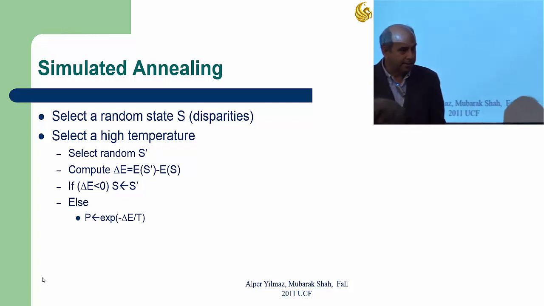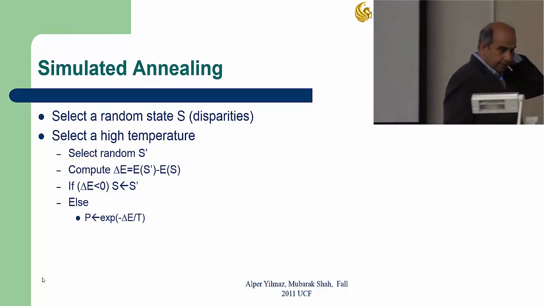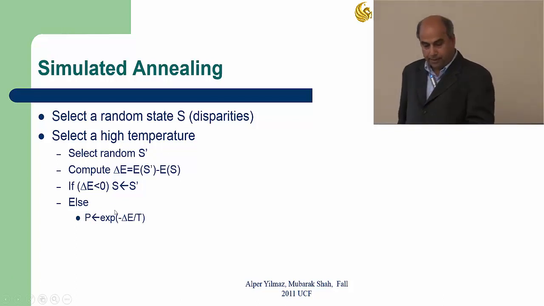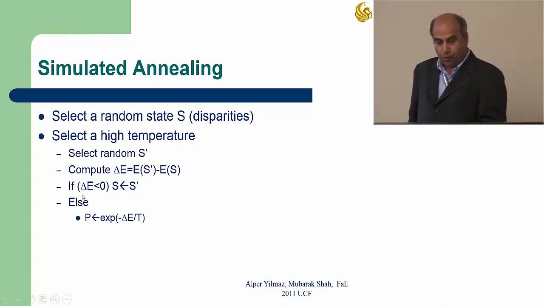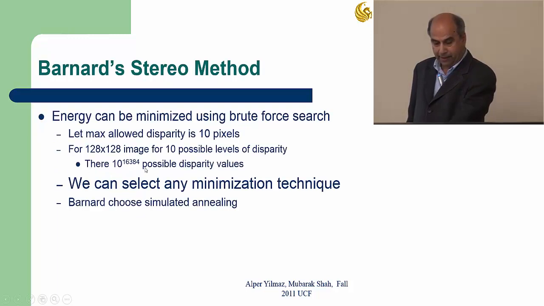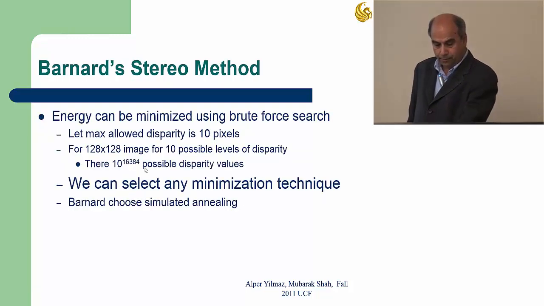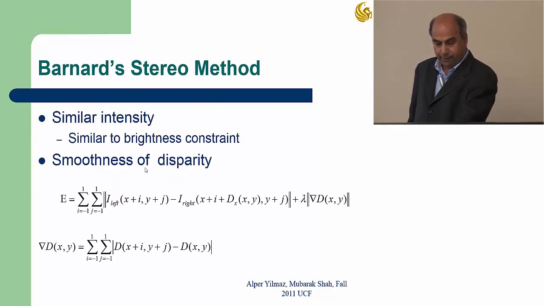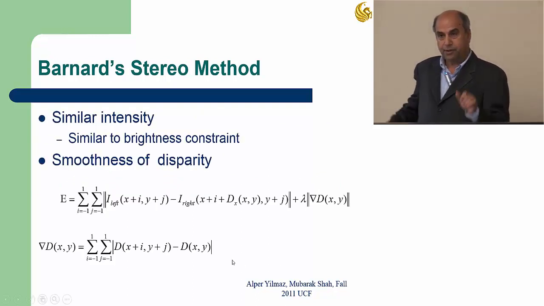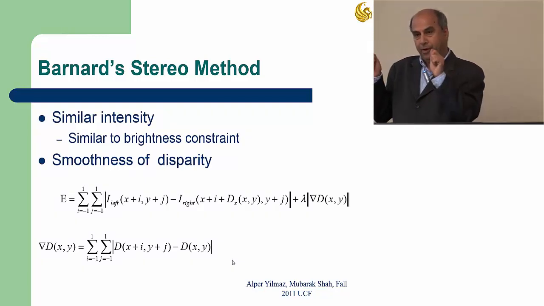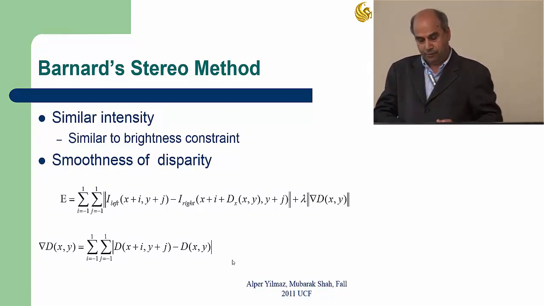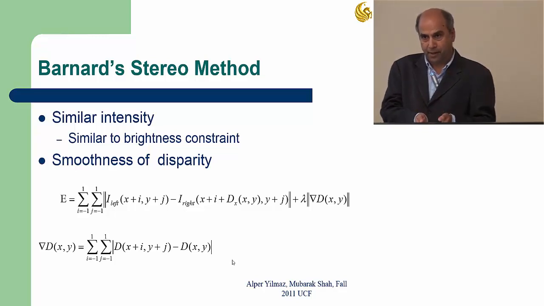Yeah, so temperature is a function here. We will know what the change in the energy, delta E, is. This is the delta E, and the energy we have defined like this. As you remember, this is our energy, which is the difference between left and right, the disparity, and the smoothness, which is the gradient. You understand energy, yes? If you know the disparity, you can compute energy.